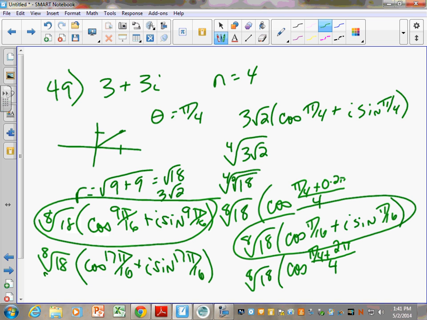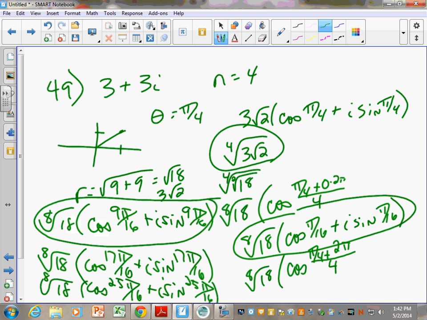And then the last one would be 8 plus 17 is 25 pi over 16 plus i sine 25 pi over 16. 4 roots, 4 answers. And so if you did this every time, that's okay too.